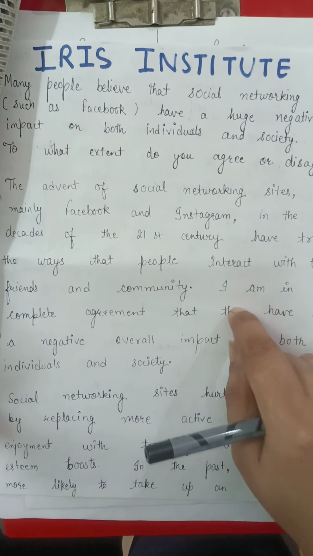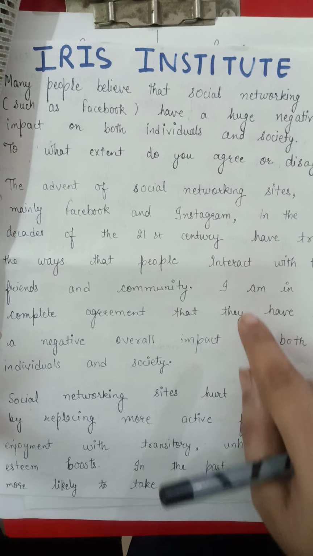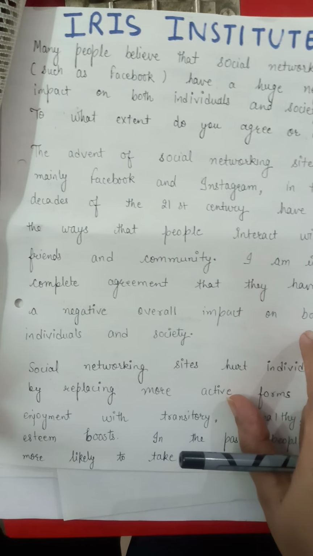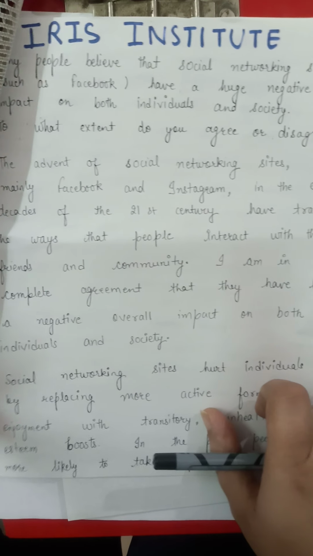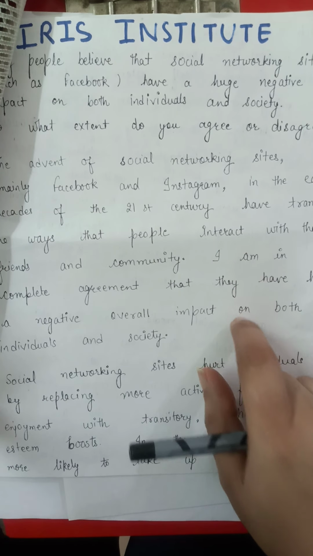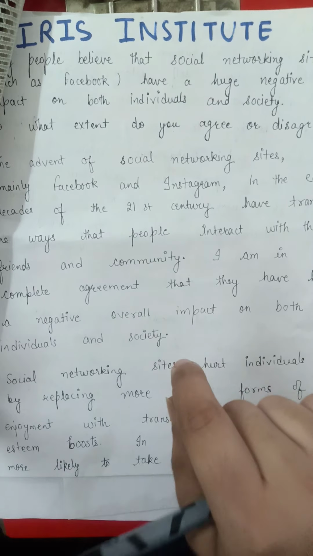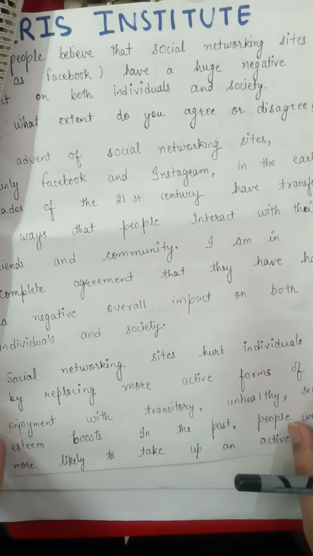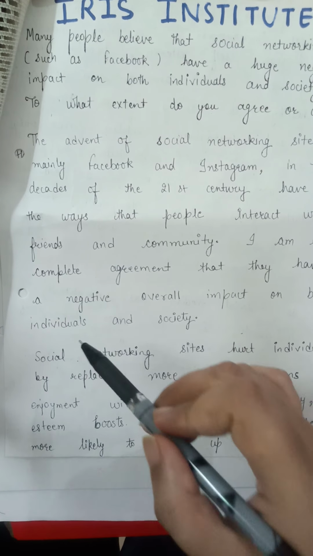Fine. So, what is this now? This is my agree or disagree side. I have written I am in complete agreement that they have had a negative overall impact on both individuals and society. What you are going to do here, you are saying yes, I agree with this, that it put a negative impact on individuals as well as society. Okay. Now, leave one line. BP1 means the main thing which we are going to describe.